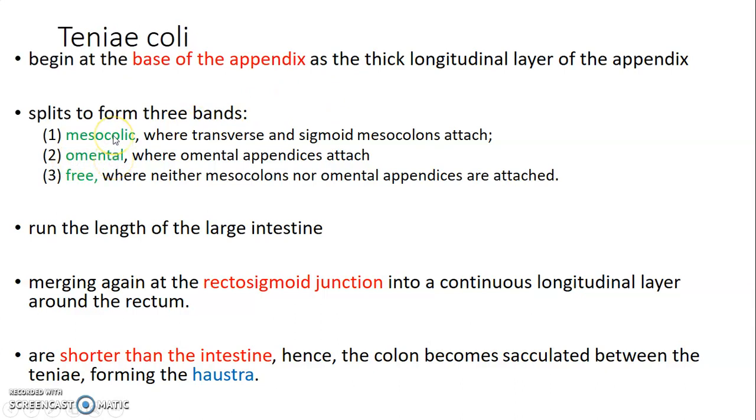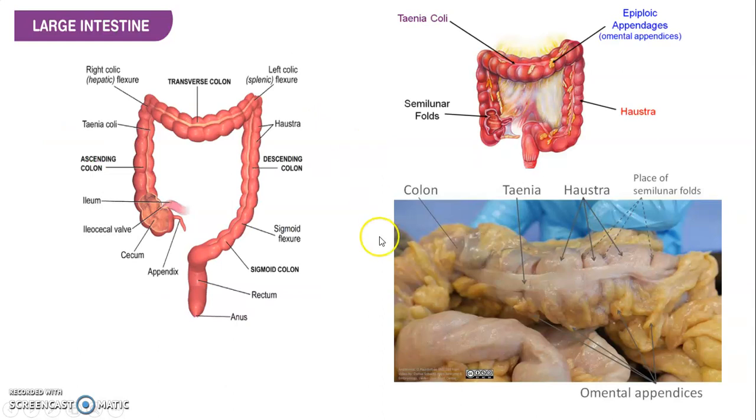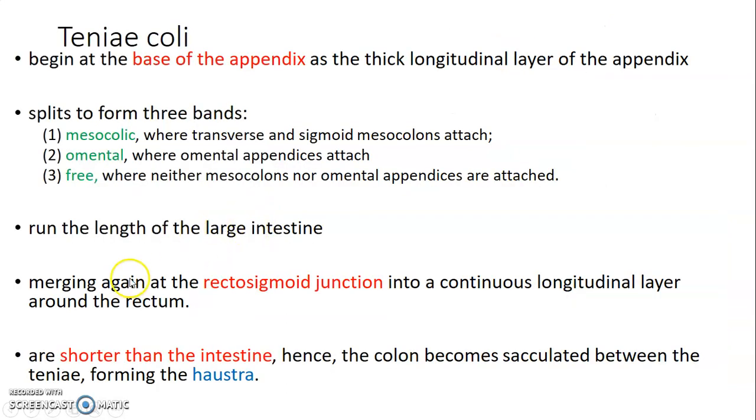The mesocolic band is where the transverse and sigmoid mesocolons attach. Mesocolons are mesenteries of the colon. So the mesentery of the transverse and that of the sigmoid colon. Okay, so that will be referred to as the mesocolic tinea. Okay, so where the mesocolon of transverse and sigmoid colon will attach.